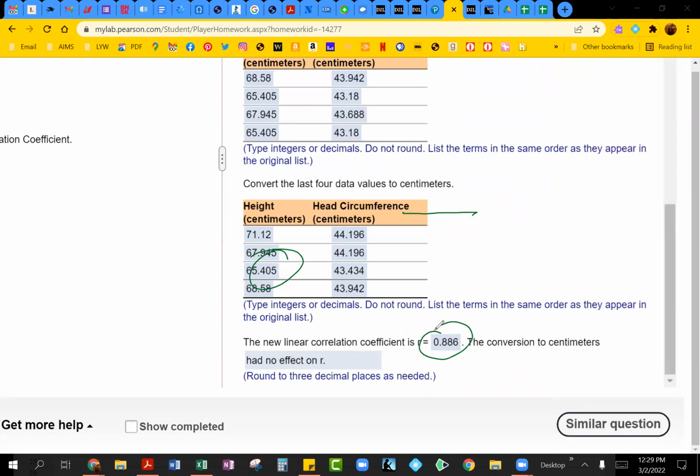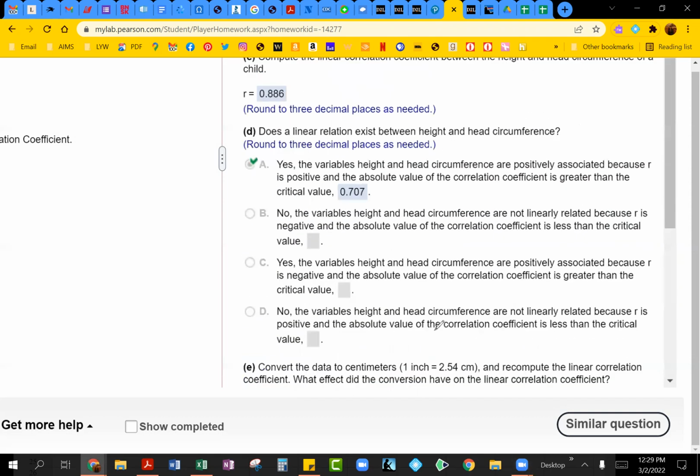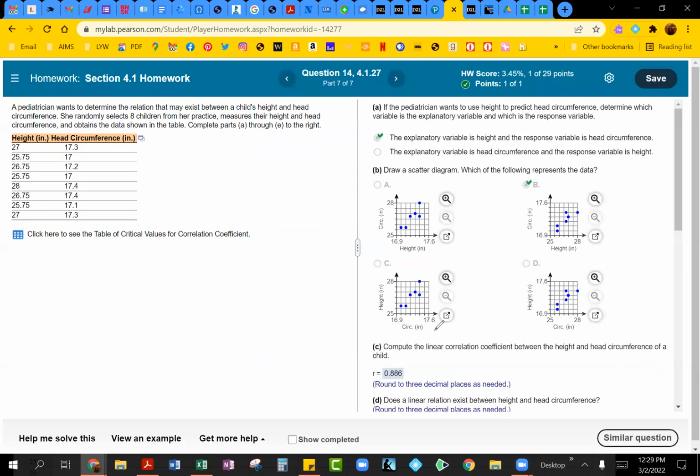So that is exactly what we should have expected to see. Just keep that in mind, even though you are changing from the standard measurement system to metric, it should not make a difference in your correlation coefficient. So, questions on this one, guys?